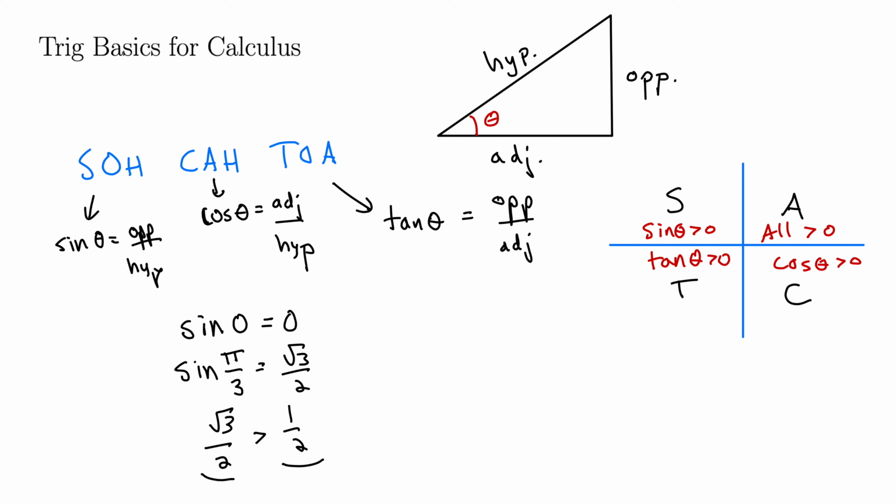So that's one of the most useful things. Why is that so useful? Well, once you have this, you can do all your work in quadrant 1 and then use all students take calculus to figure out if your final result is positive or negative. So it's really a quick way of doing things. And I'll go through some examples shortly on what I mean by that.